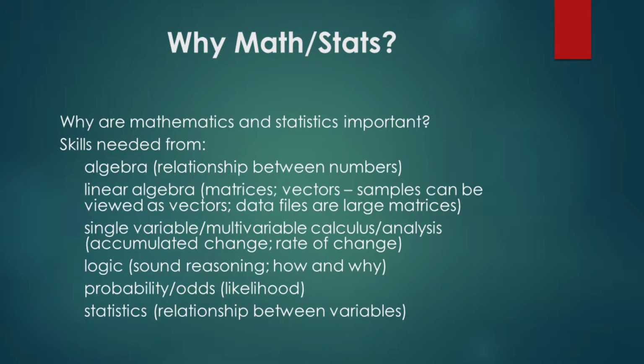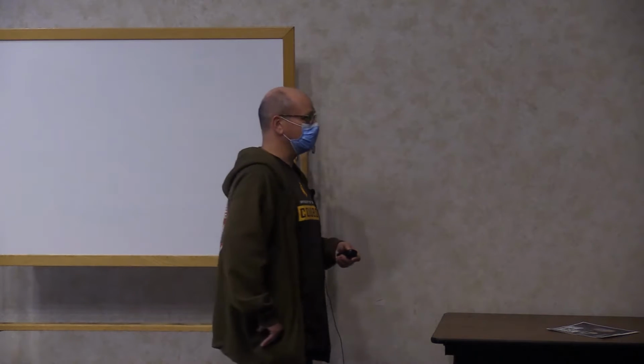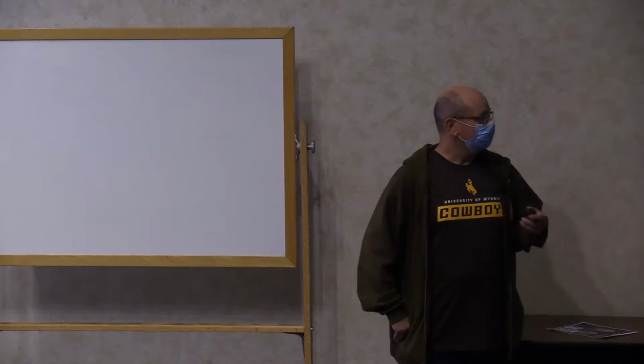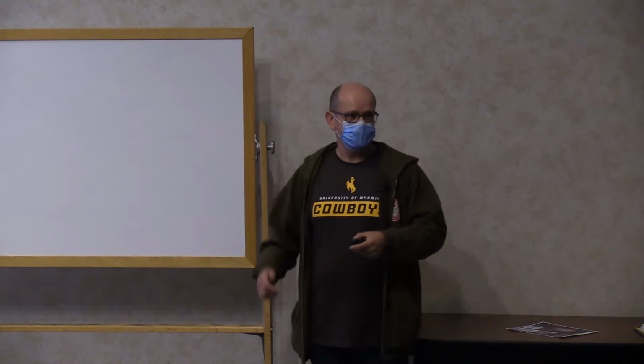We need algebra because algebra provides relationships between numbers. We need linear algebra. If you don't know what that is, that's okay. We are dealing with matrices and vectors. A sample, that's where our data is located in samples. They're vectors basically. Okay. And the data file is a large matrix. Basically, that's what it is. It's an array of numbers and letters and codes and short answers. That's all information, right? That's all can be stored in a large matrix, and that's how computer systems work today anyway.